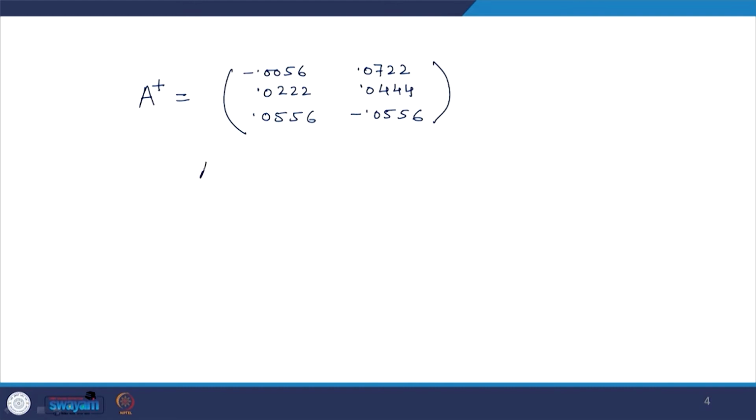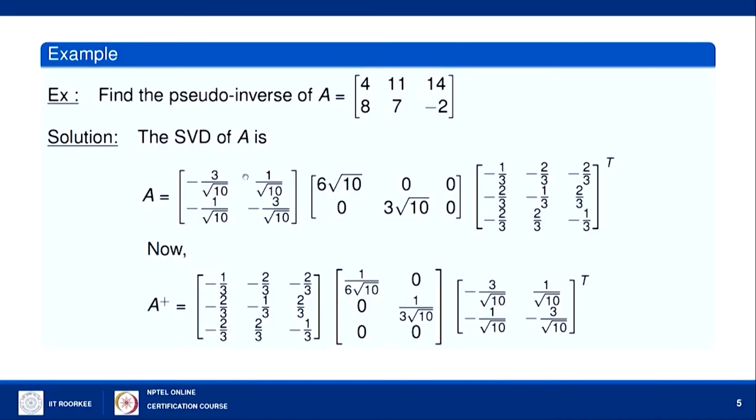And if you calculate A times the pseudo inverse of A, you can verify that you will get the identity matrix of order 2. That is why it is the right pseudo inverse in this case. So, this is an example, an application of singular value decomposition for calculating the pseudo inverse.